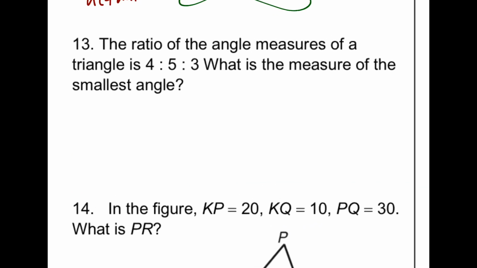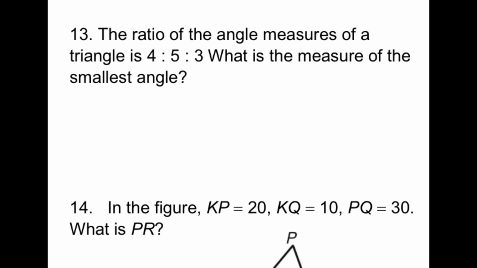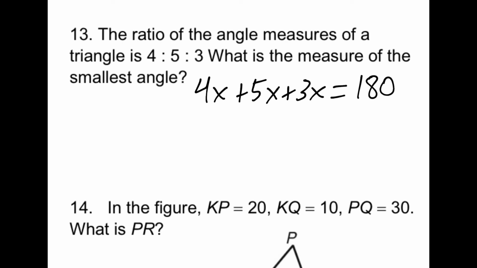Number 13. The ratio of the angle measures of a triangle is 4 to 5 to 3. What is the measure of the smallest angle? So I can write this as 4x plus 5x plus 3x, and the interior sum of the angles of a triangle is always going to be 180. I could do n minus 2 times 180, but for a triangle, I think we know by now that it's 180. This tells me that 12x is equal to 180.